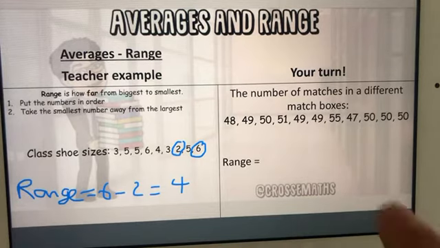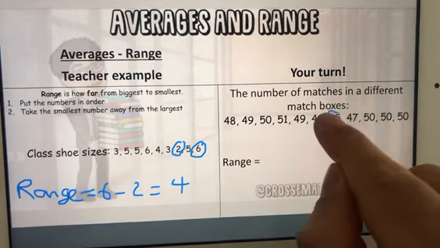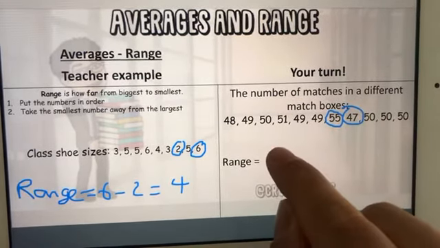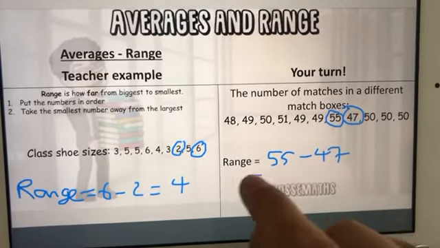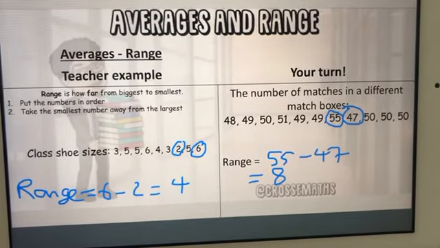Right guys, just going to breeze through this because it's so straightforward. Again, this one over here, the biggest number is 55 and the littlest number is 47. They happen to be right next to each other. So my range is 55 take away 47, gives me an answer of 8. Okay, make sure you've got your example down. So you've got all 4 examples down so you can always refer to them.